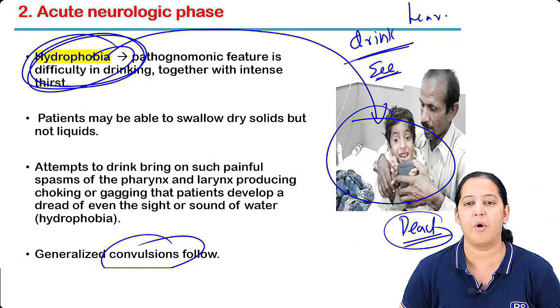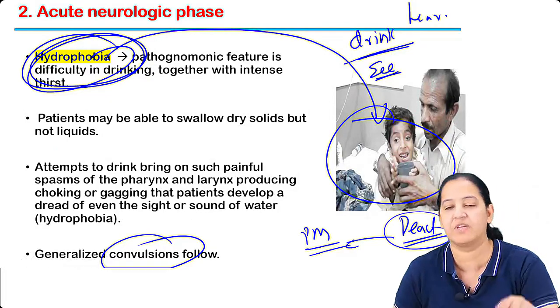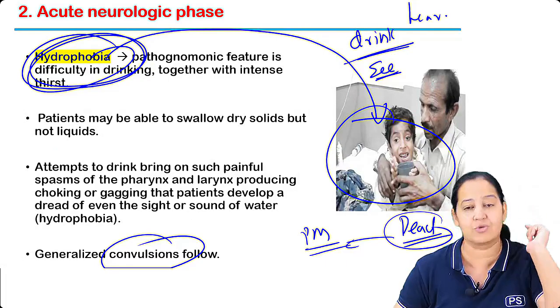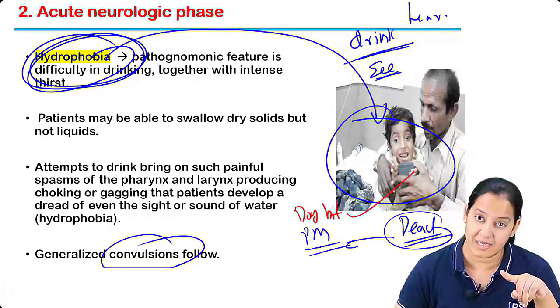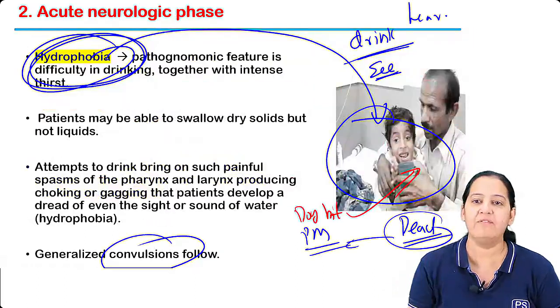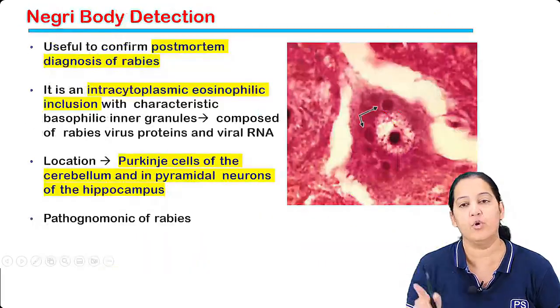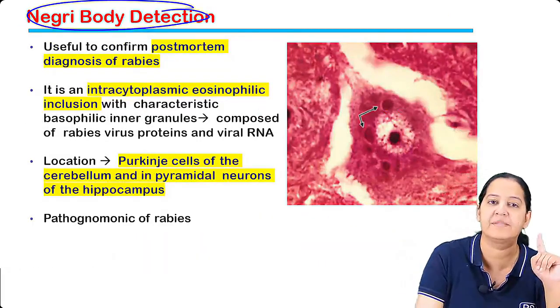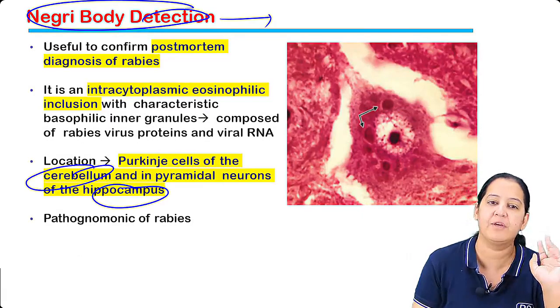Now, imagine this person is dead. The body is coming for the postmortem, the autopsy. We are doing the autopsy of the dead body. They will give you a history of the dog bite. So after the history of dog bite, when there is a death of some person, we will open the brain in the autopsy. We will take the brain out, cut the brain, and look for Negri bodies in the hippocampus and the cerebellum. Again, two locations, hippocampus and cerebellum, you will find the Negri bodies.